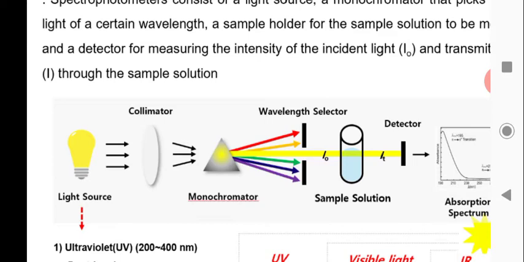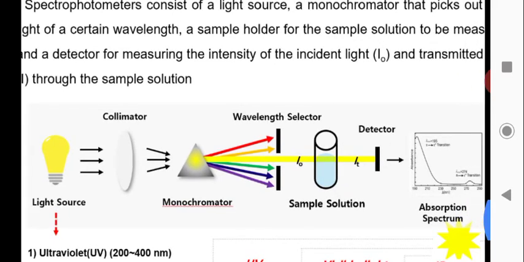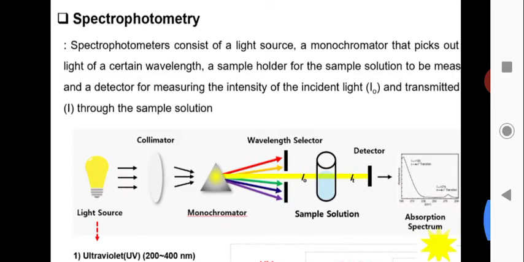a monochromator. So the collimator will focus the light onto the monochromator, and from the monochromator it is passed to the sample and to the detector to get the absorption spectrum. A spectrometer consists of a light source, a monochromator that picks out light of a certain wavelength, and a sample holder for the sample solution to measure, and a detector for measuring the intensity of the incident light and the transmitted light through the sample solution.